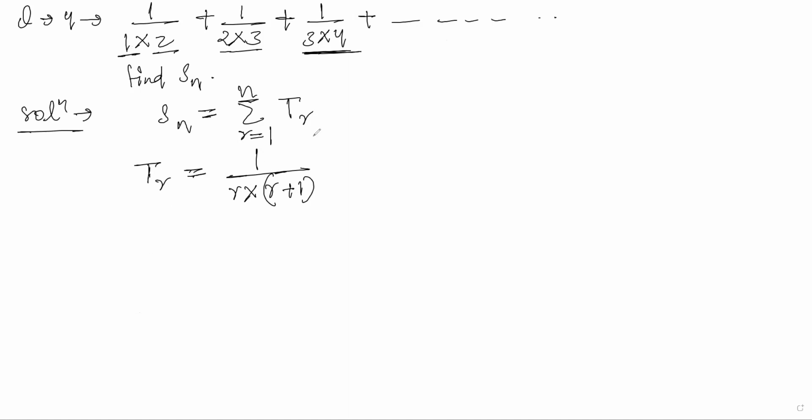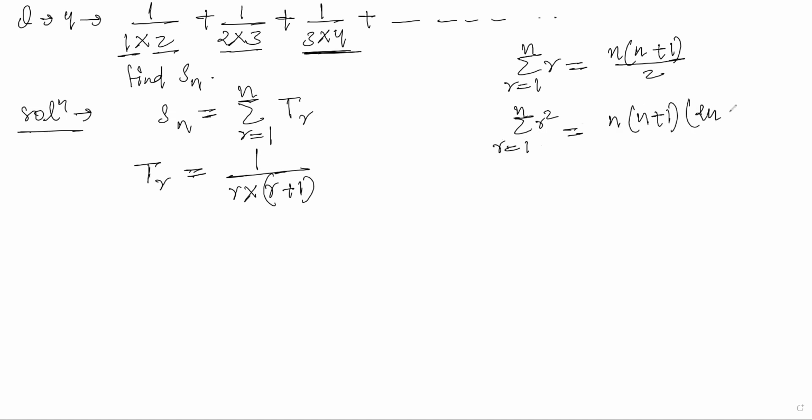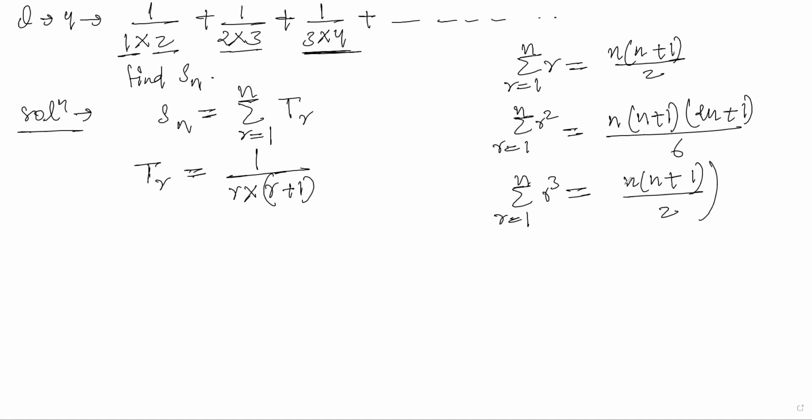Right now, if you apply sigma over it directly, there is no formula. You haven't read any formula relating to the reciprocal of r. You know sigma r, the sum of first n natural numbers, which is n into n plus 1 by 2. You know sigma r square, the sum of squares of first n natural numbers. You know the sum of cubes of first n natural numbers. You also have the sum of first n odd numbers. But there was no formula containing this part, or sigma 1 upon r into r plus 1.